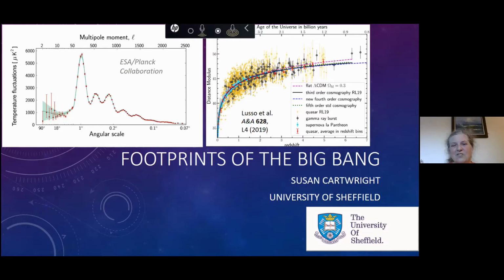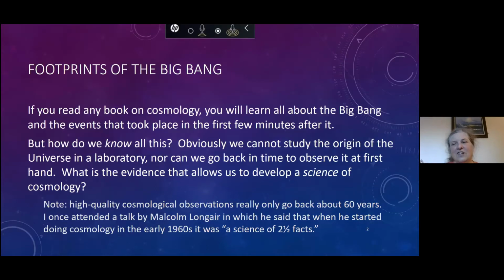Okay, so today I want to talk about footprints of the Big Bang, two of which I actually show here on the title slide. And what I want to do is to explain how we know what we know. If you read any popular book on cosmology, it'll tell you all about the Big Bang and the events that took place in the first few minutes after the Big Bang, and it will all sound very convincing, but as scientists, we need to justify all of that narrative.